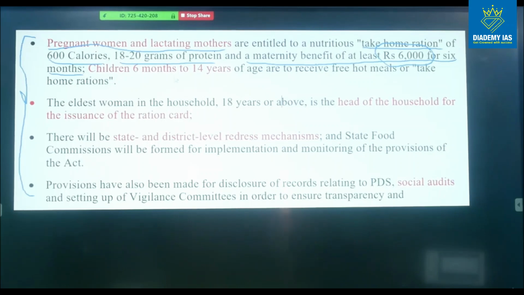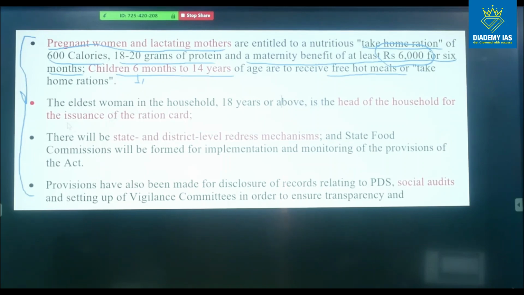So please be careful. Then the children between 6 months to 14 years of age are also to receive free hot meals. Children between 6 months to 6 years will get it in the ICDS Anganwadi center, and above 6 years they will get it in the schools under the midday meal scheme. So ICDS and midday meal both are covered for the children, and children are eligible to get free hot meals or take home rations as per their choice.